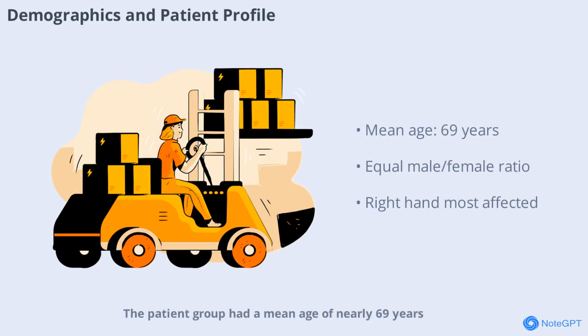The patient group had a mean age of nearly 69 years, with an even split between males and females. Thenar atrophy was more common on the right hand and often corresponded to the dominant hand. A significant portion of patients had diabetes, and a small percentage had a history of carpal tunnel release surgery. These demographic details help contextualize the findings and highlight risk factors for developing thenar muscle atrophy.